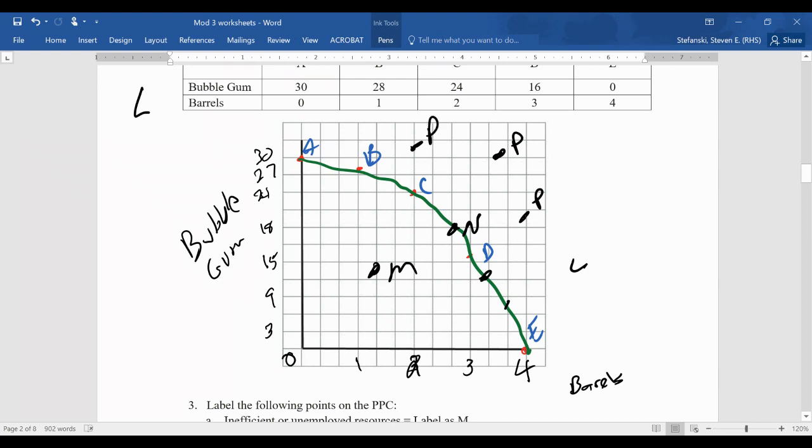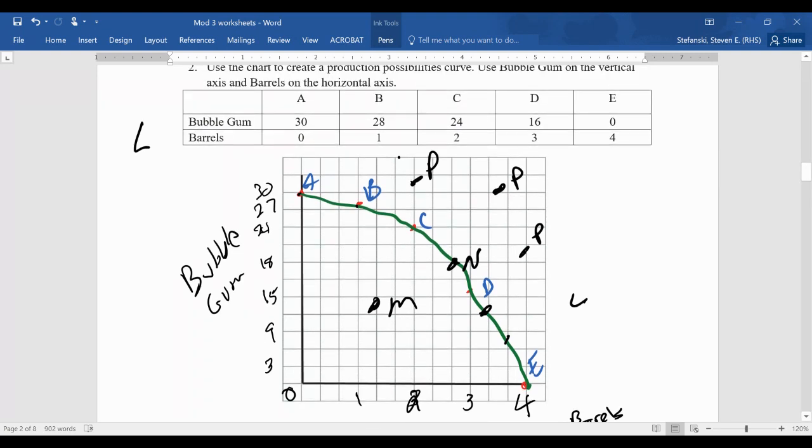Now it says to calculate, going from point A to B, what's your opportunity cost? So I'm going to slide up a little bit so we can look at the numbers too. Going from A to B, to make one barrel, I had to give up 2 bubble gums. So from A to B, my opportunity cost to produce 1 barrel was 2 bubble gums. To go from B to C, once again, I'm making 1 here.